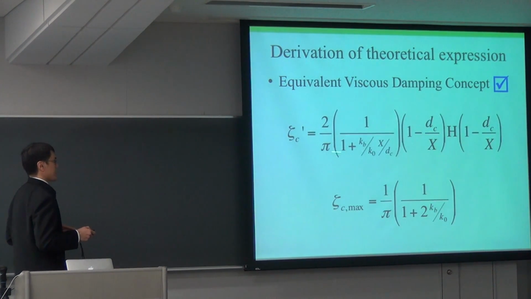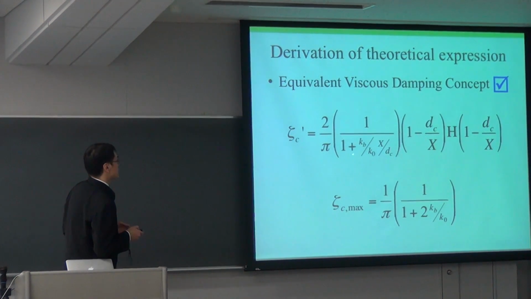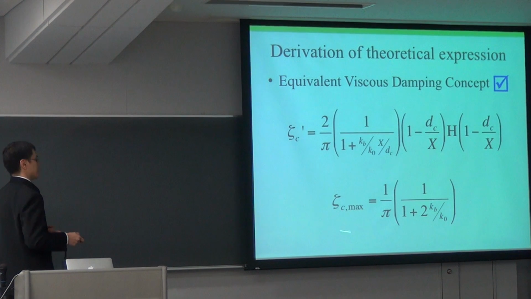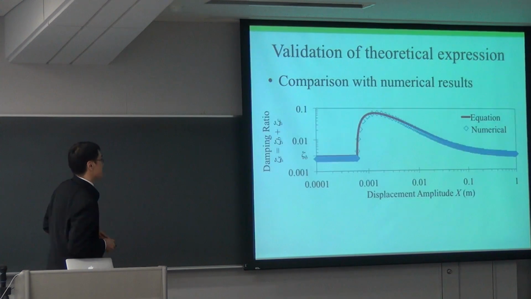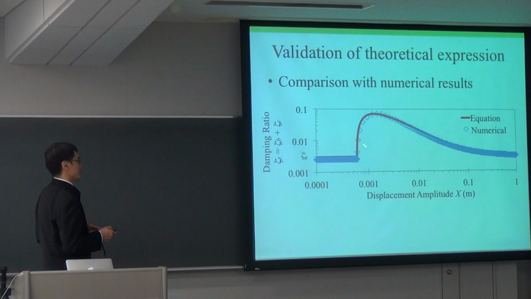And now this is the final derived equation that I arrived at. And again, you can see amplitude-dependent damping is a function of two parameters. One is a stiffness ratio, one is an amplitude ratio. So the maximum value, as I also mentioned, is a function of only the stiffness ratio, or basically, damping levels.